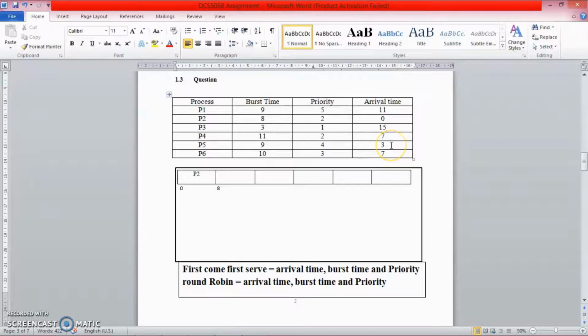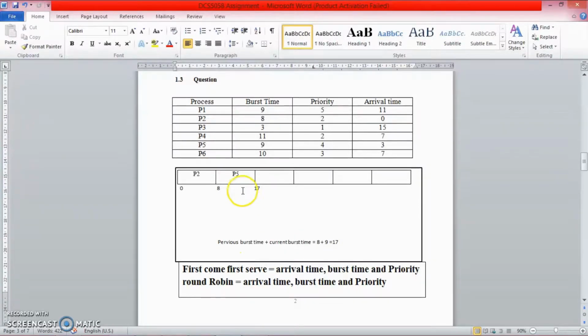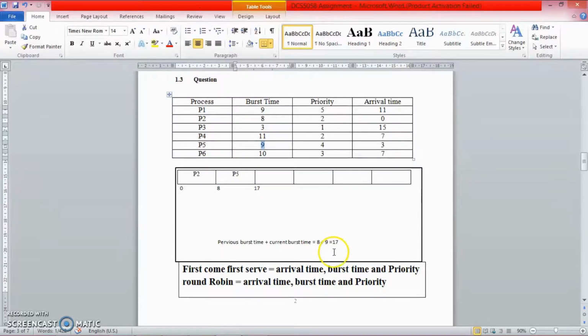The next arrival time is 3. The process arriving at 3 is P5, process 5. So put P5 here. And then the burst time for P5 is 9. But I did not put 9 because there is a calculation for this part: previous burst time plus current burst time. The previous burst time is 8 and the current burst time is 9. So you will get 17. So I put 17 here.